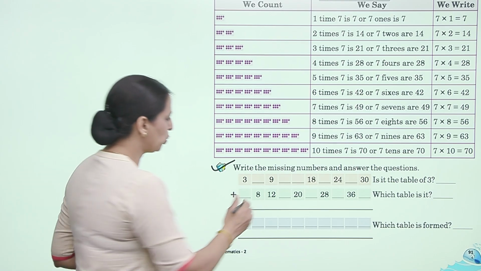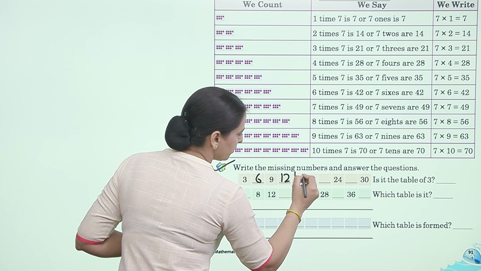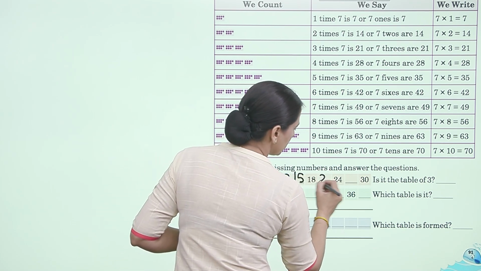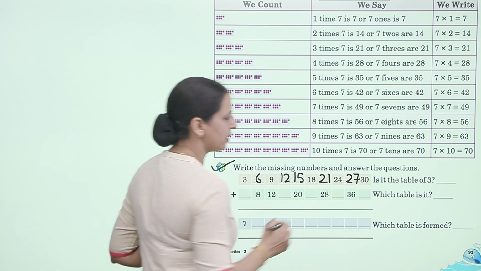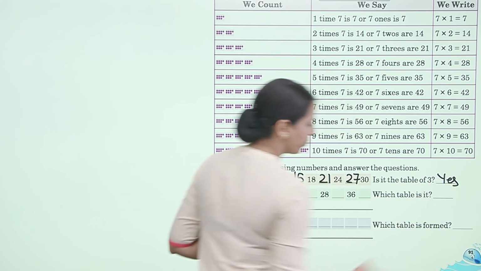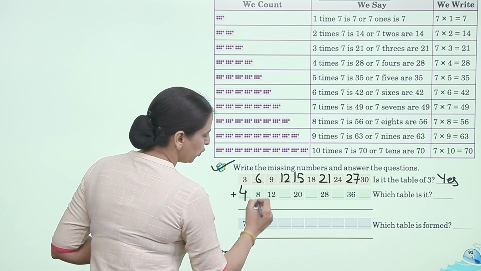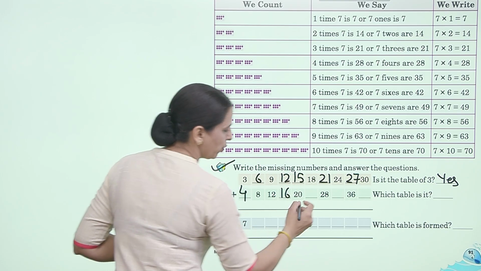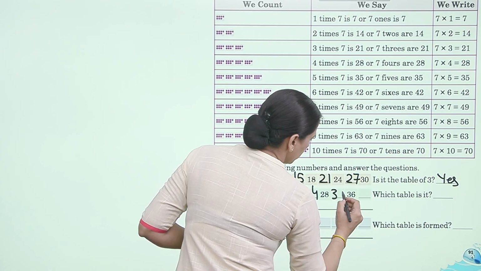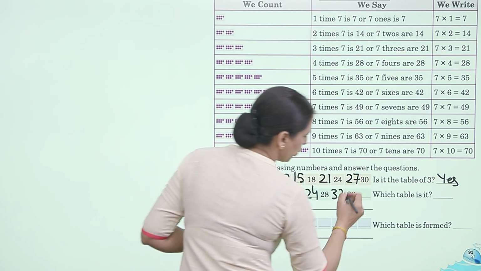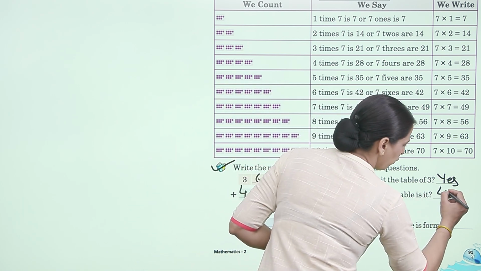3 1s are 3, 3 2s are 6, 3 3s are 9, 3 4s are 12, 3 5s are 15, 3 6s are 18, 3 7s are 21, 3 8s are 24, 3 9s are 27, 3 10s are 30. It is a table of 3. Yes. Now 4, 8, 12: 4 1s are 4, 4 2s are 8, 4 3s are 12, 4 4s are 16, 4 5s are 20, 4 6s are 24, 4 7s are 28, 4 8s are 32, 4 9s are 36, 4 10s are 40. Which table is it? It is a table of 4.